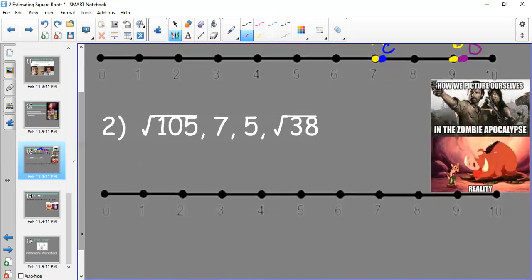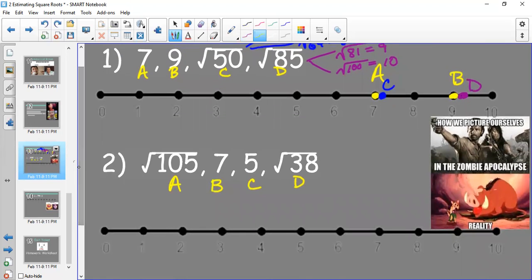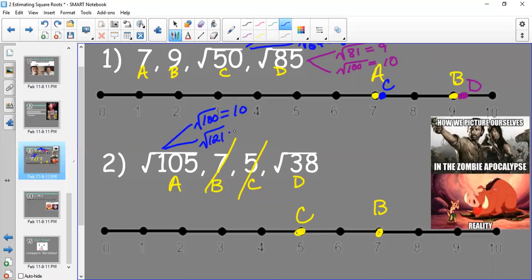All right, let's try one more together, and then I'll have you guys try one on your own. Again, I'm going to label these A, B, C, and D. All right, so B and C I'm going to do right away. Those are the gimmies. B is 7, and C was 5. Okay, so let's do A first. It is close to 100, which was 10, and 121, which was 11. That's pretty close to 100, so it's going to be just above 10, which is actually off our graph here. That's okay. Hopefully you guys still understand.